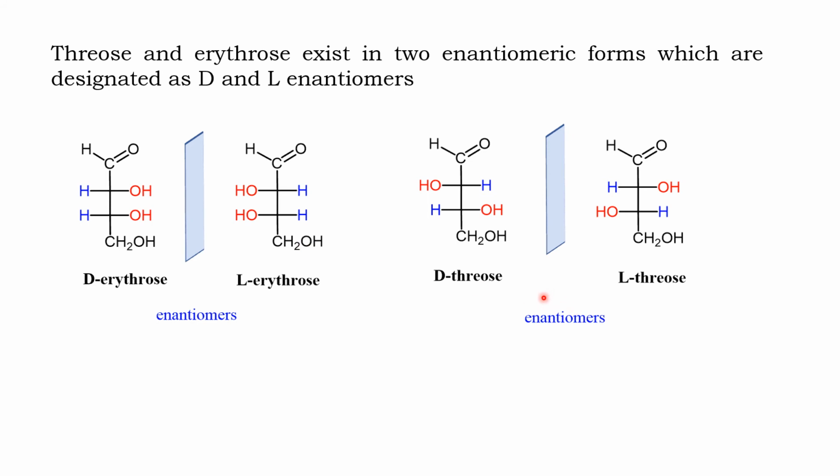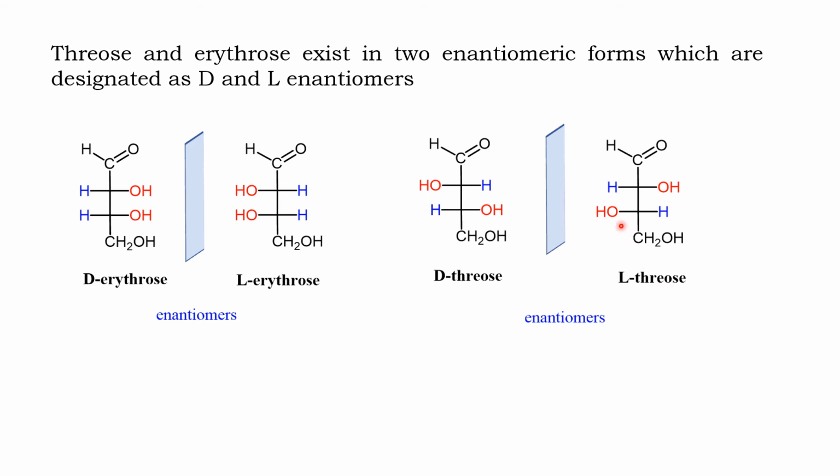Similarly, see the triose molecule. In the first triose molecule, see the last carbon atom, that is the asymmetric carbon atom. In this carbon atom, the OH group is on the right hand side. Hence it is a D configuration. So it is D triose.